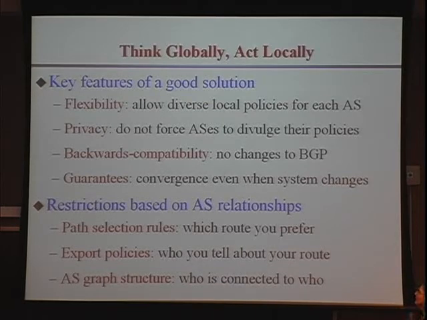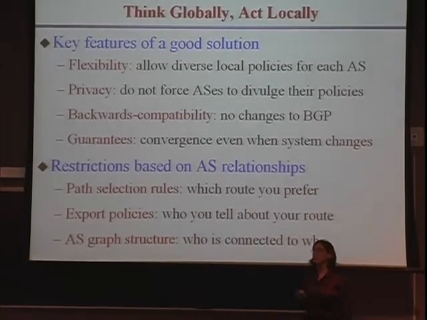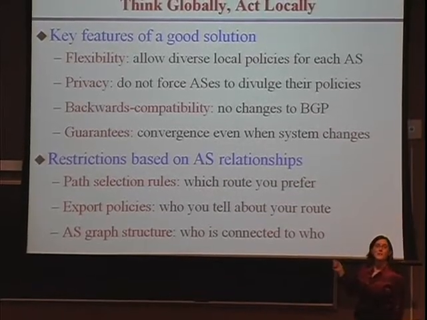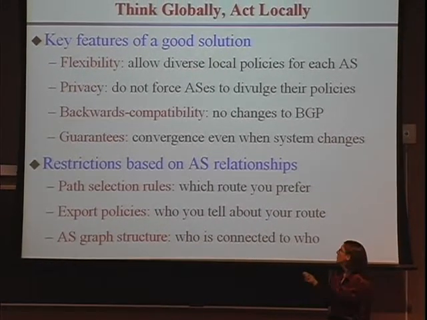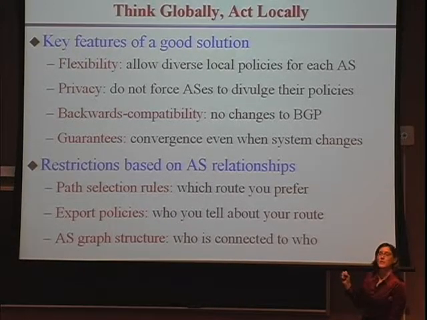So the first is going to be assumptions about when you have more than one path, which one do you pick? Do you pick the shorter one? Do you pick the one through a particular kind of neighbor? The second are export policies. Once I pick a path, who am I willing to tell about it? And the third one is more fundamentally about the structure of the autonomous system graph and who connects to who.